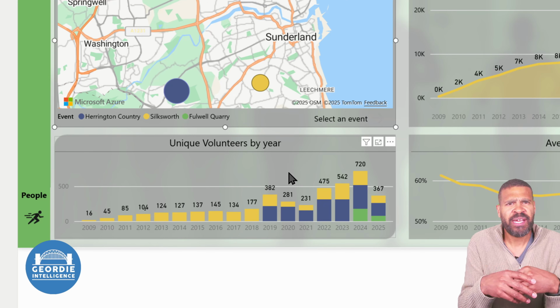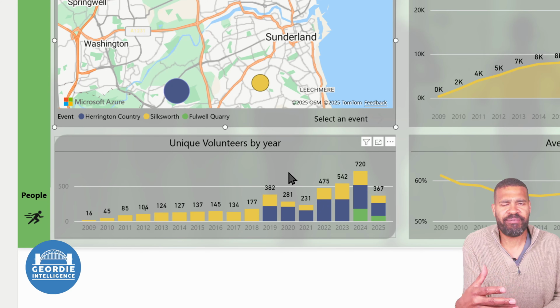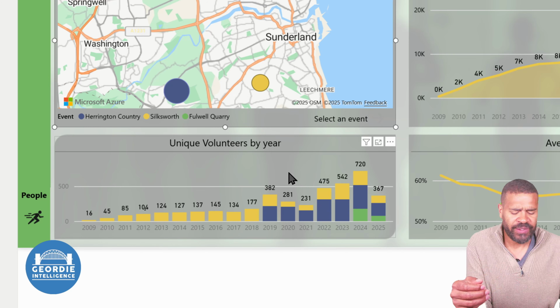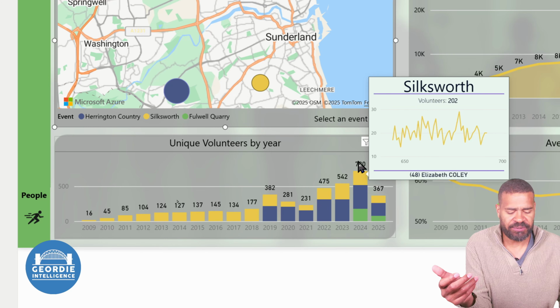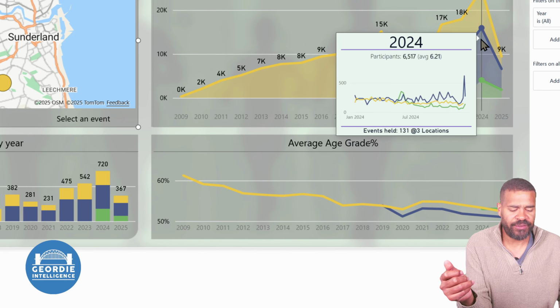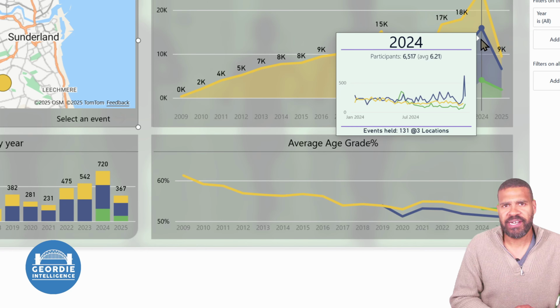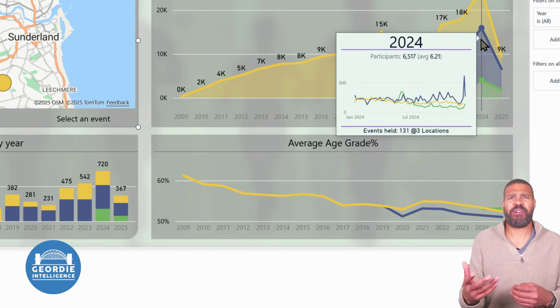Because what we're really trying to say is, what's the impact that parkrun is having on this? And potentially we could say, well, actually, we want cumulatively, how many times have people volunteered? Is that the right thing? Because if, say, we look at 2024 and we've got 720 volunteers, if we look at 2024 here, we can see there were 131 events held across the 3 locations that Sunderland has, and 720 unique people came.